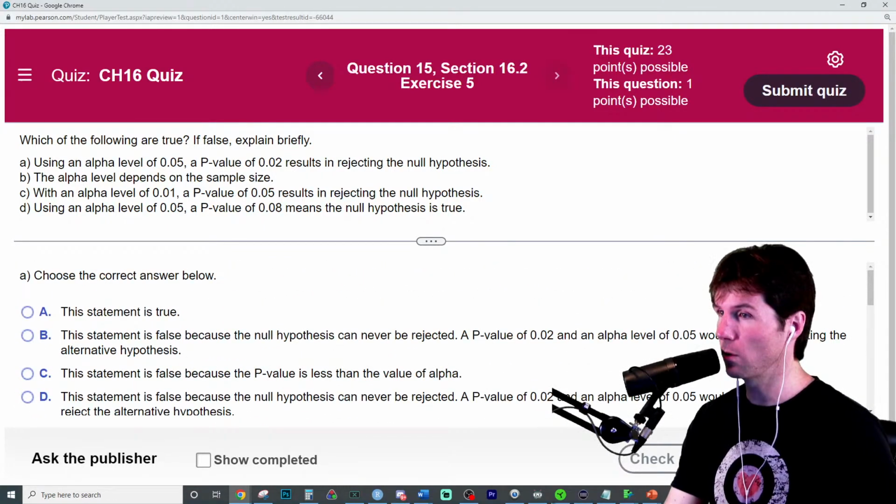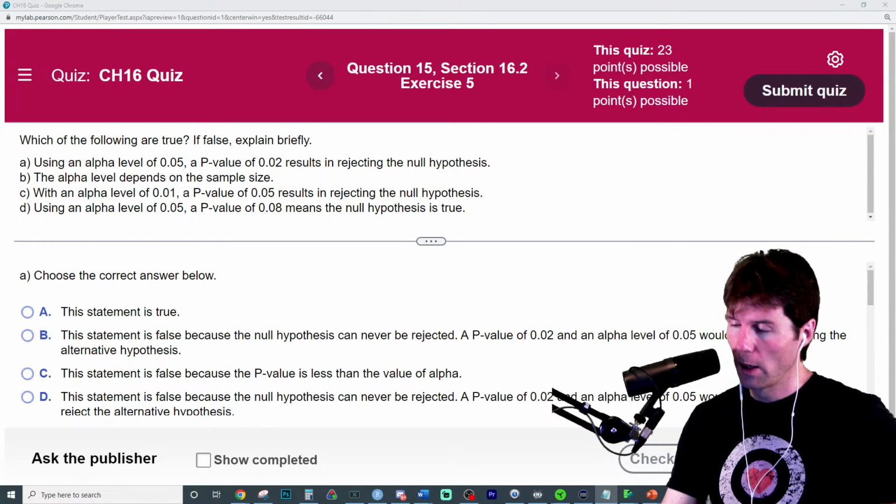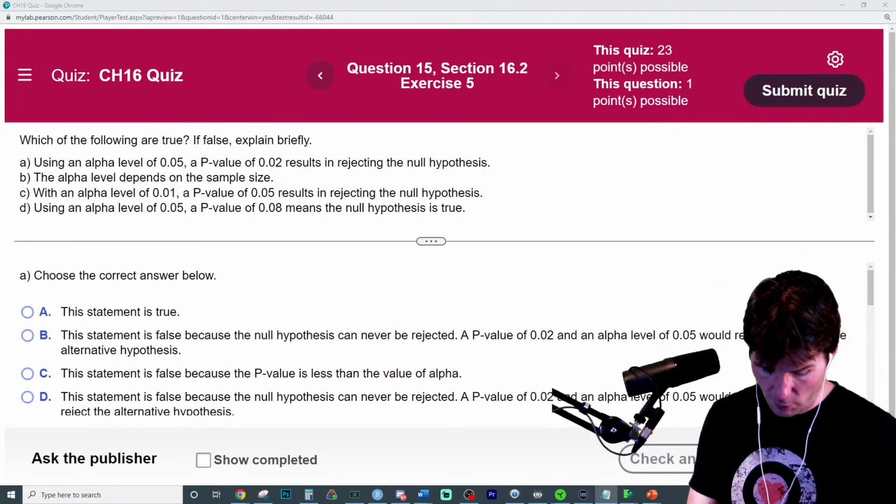Ooh, I like it. So statements about p-values. This is a fun one. Statements about p-values.